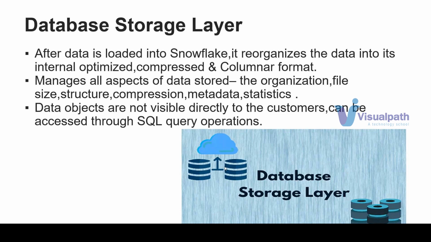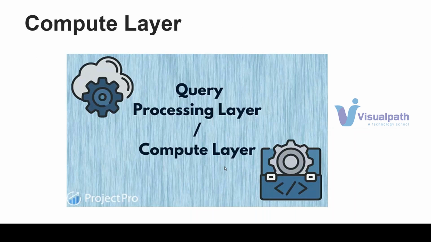Okay. So the next layer is the compute layer, or what we call the query processing layer. Here it provides compute resources. That's the reason we call it a compute layer. With the help of compute resources, we do query processing. Query processing is nothing but DML and DQL operations. That's the reason this layer is called the query processing layer.